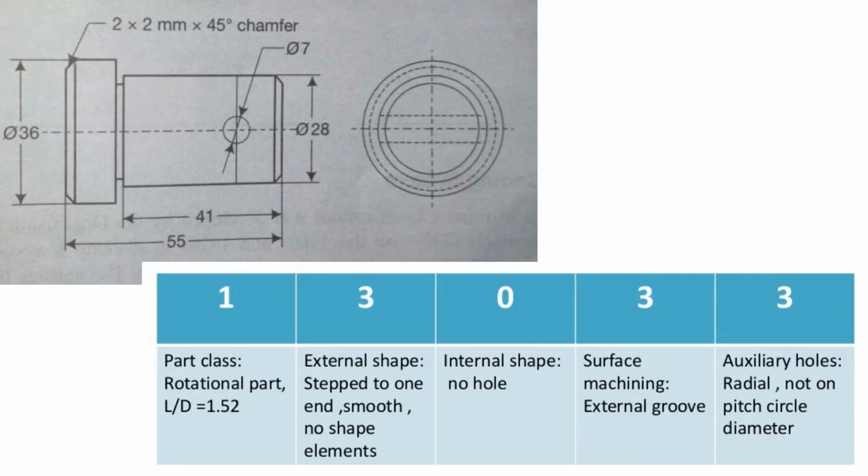Here is another example. Without seeing the code, try to match with the answer. Calculate the length to diameter ratio. It is 1.52. Next, search for the external shape, internal shape, surface machining, and auxiliary holes. Here, an auxiliary hole is there. So your OPITZ coding is going to be 13033.